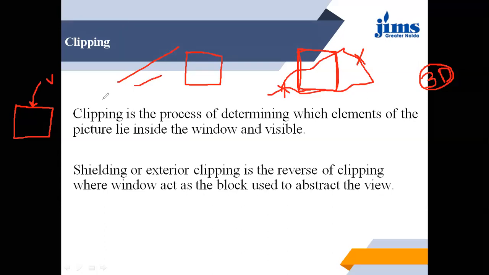So clipping is the process of determining. First we have to find out which element of the picture is for our use, lies inside the window or not, and should be visible.